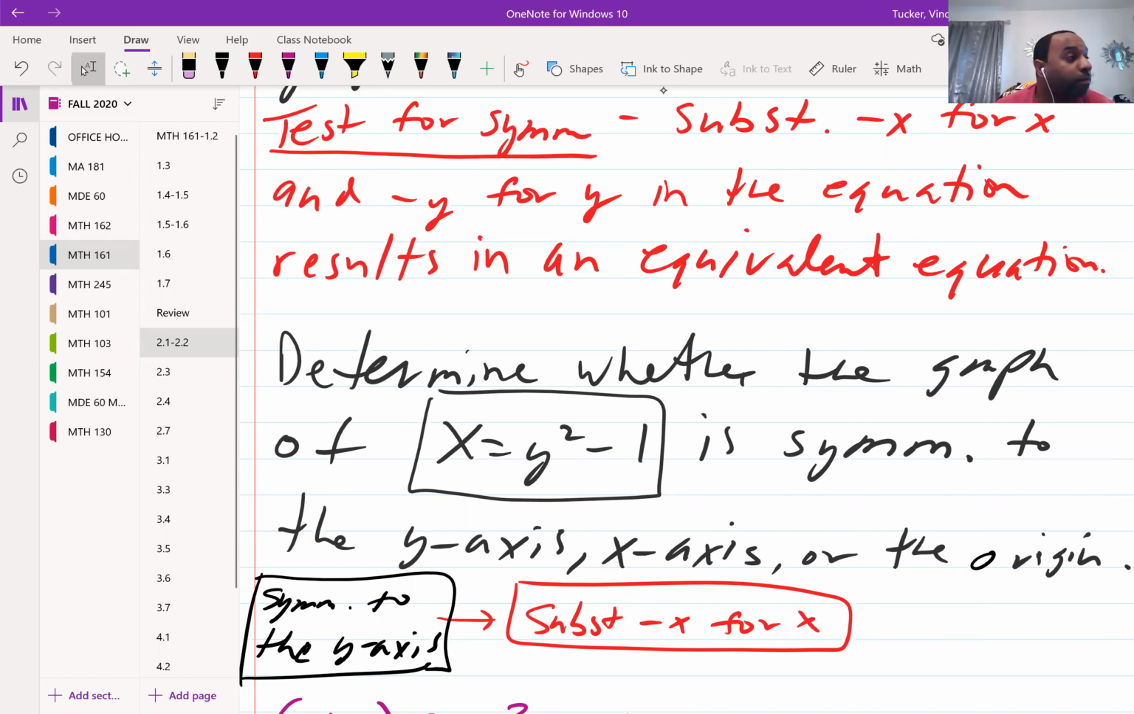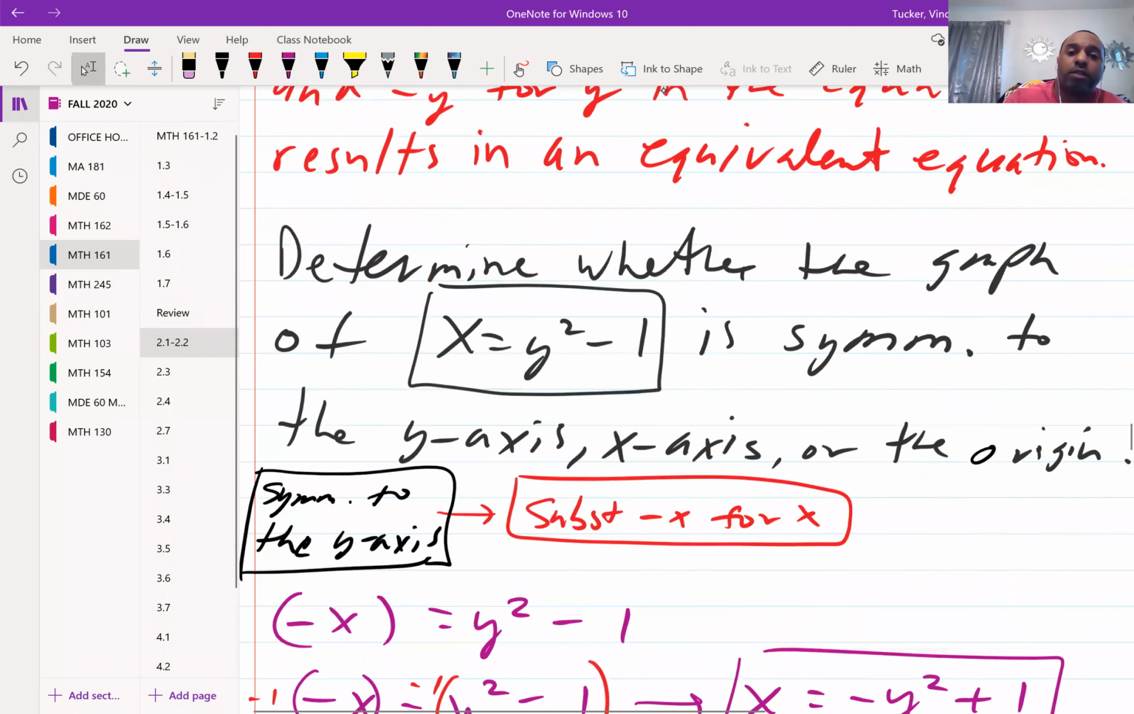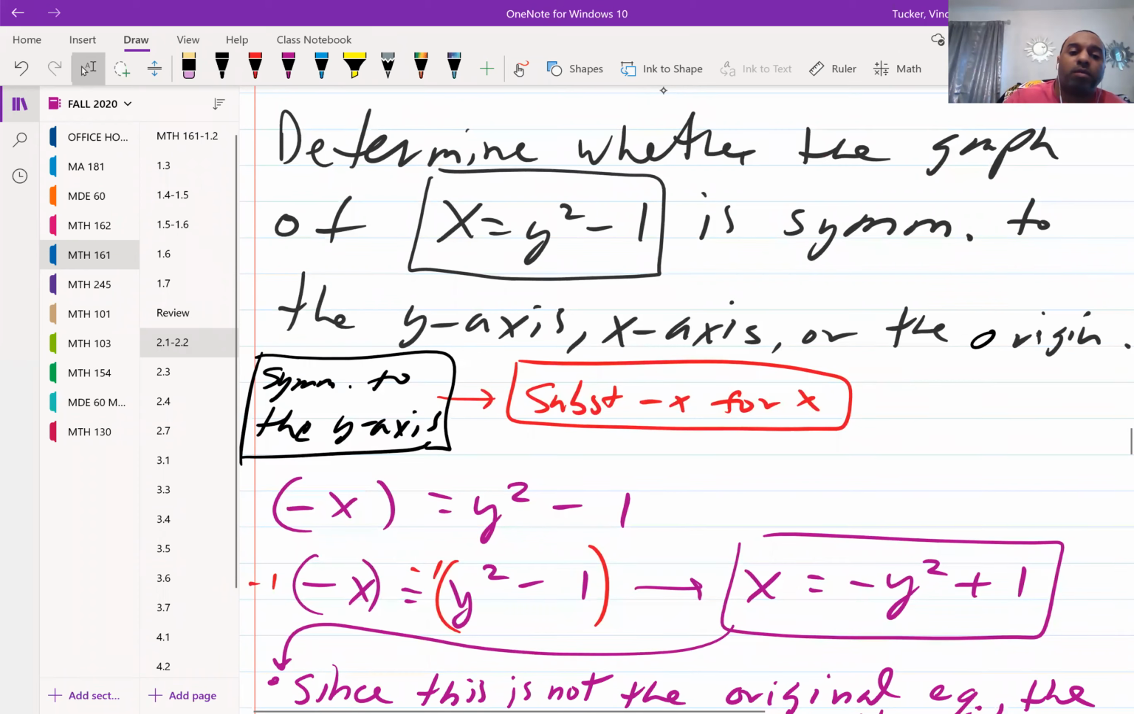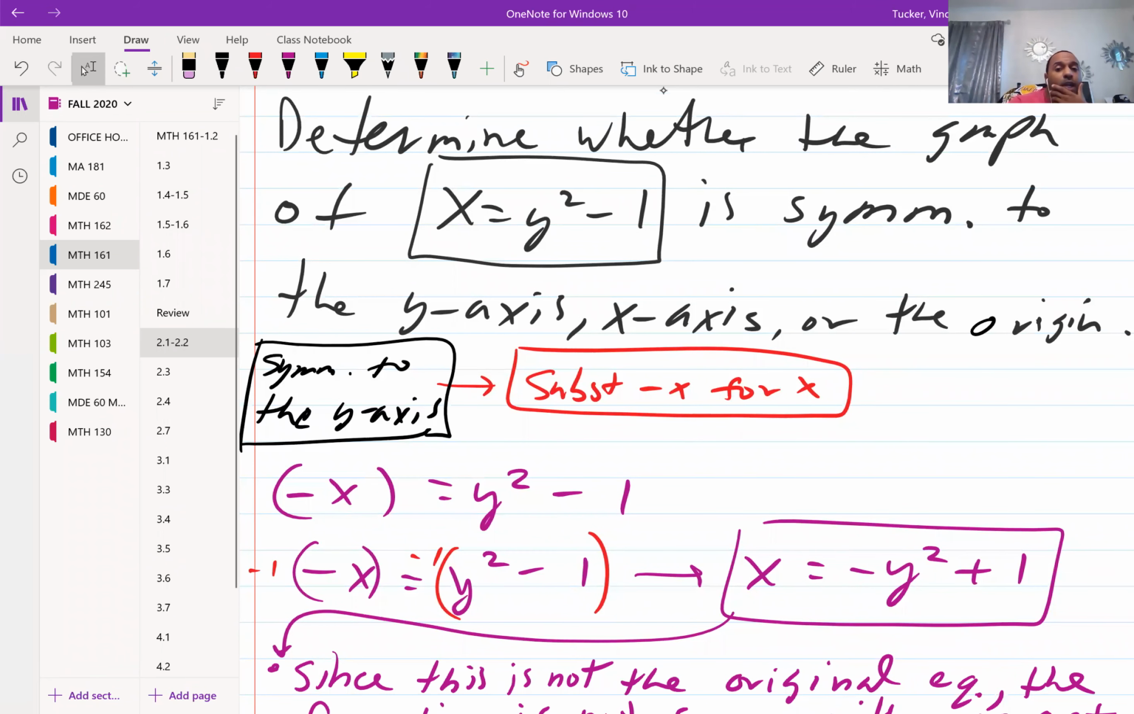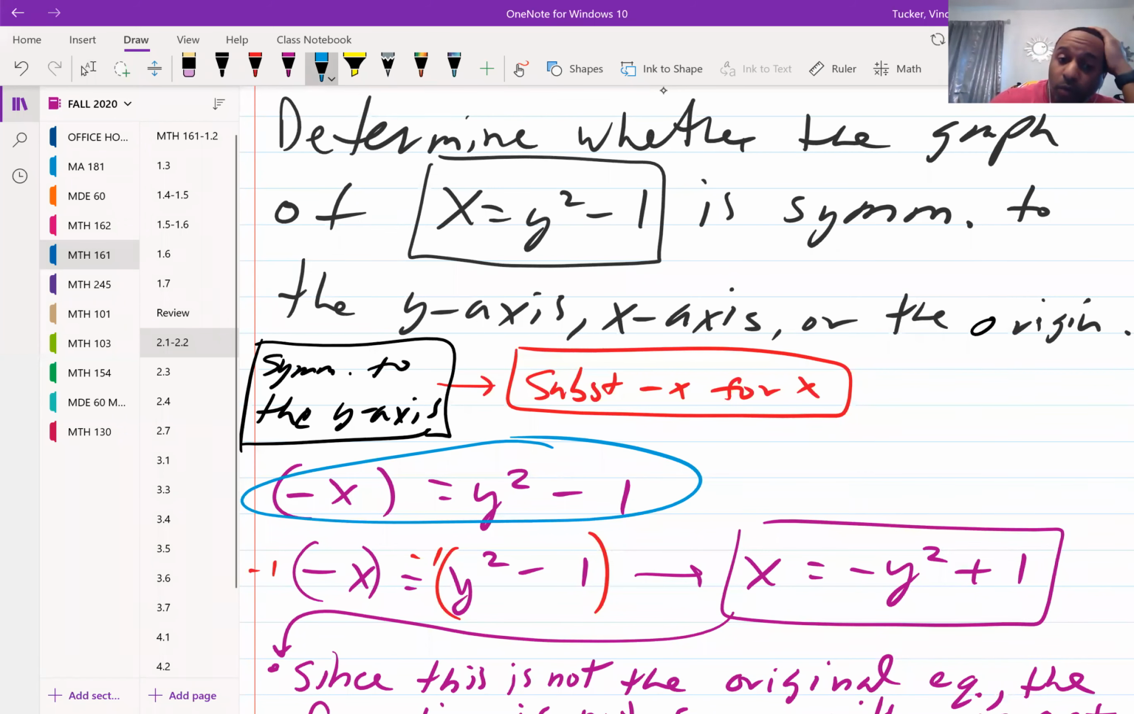So if I want to know if my graph or if my function is symmetric to the y-axis, the first thing I would do is substitute in negative x for x. So my equation was x equals y squared minus 1. Plug in negative x for x, and that'll give me this right here, which is negative x equals y squared minus 1. So now I want to make a clean comparison to my original equation, which is x equals y squared minus 1. So I'm going to multiply both sides by negative 1. Multiply each term by negative 1.